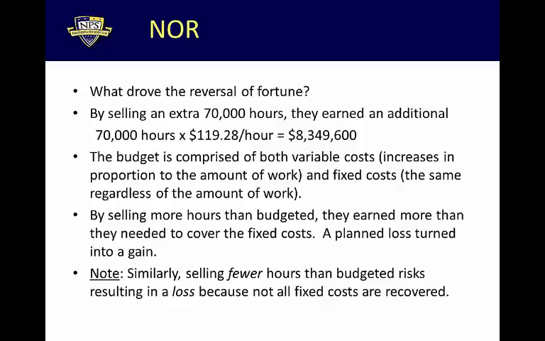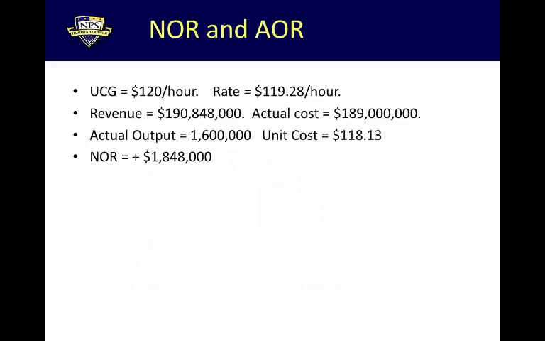Now, if the opposite had happened, let's say they sold 1.4 million hours, they probably would have had a bigger loss than anticipated because they would not have brought in enough revenue to cover all of the fixed costs. So we end up with this net operating result of $1.8 million.